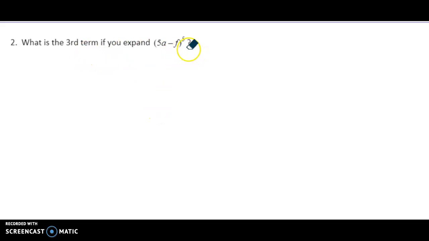So what is the third term if you expand this? I'm not going to use Pascal's triangle. What is the third term? This is my n value, 5. This 5 is n. Now remember, if this is the third term, we got to subtract 1, so it's actually going to be 5 choose 2.